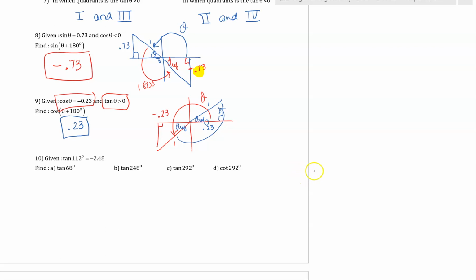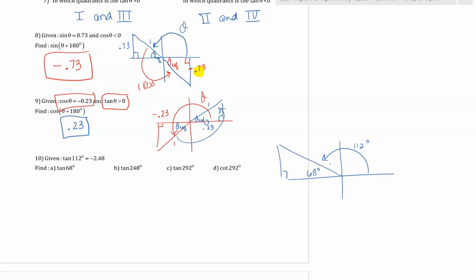Let's try and draw a picture for number 10. Number 10, I told you that you had a 112-degree angle. So if you wanted to, you could find the reference angle. 180 minus 112 is 68. Reference angles are always formed by the terminal side of the rotational angle and the x-axis. So now I'm going to ask you some questions.